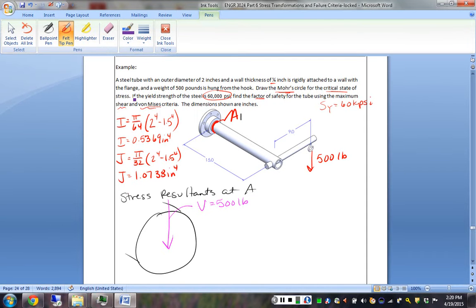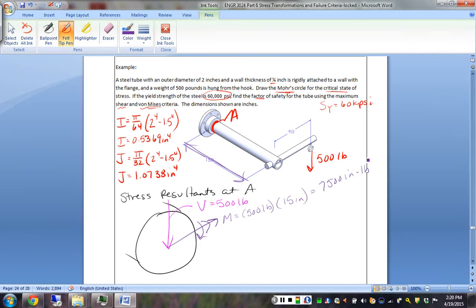We know we will have a bending moment tending to make the tip deflect downward that would have this moment arm this way of 15 inches. So we have an applied force of 500 pounds times the 15-inch moment arm, so 7,500 inch-pounds.